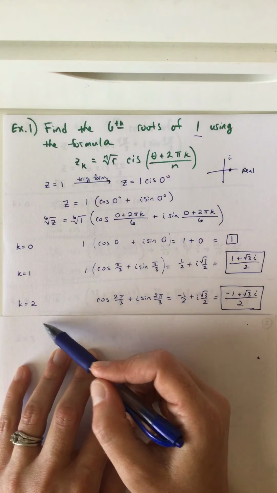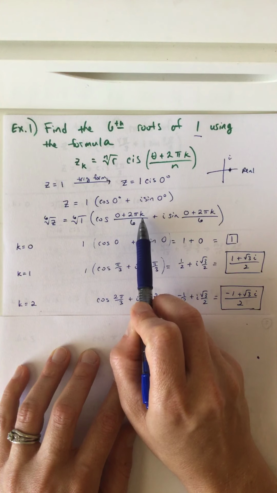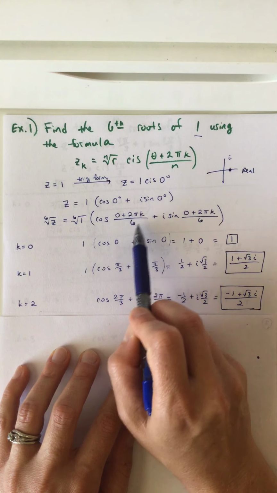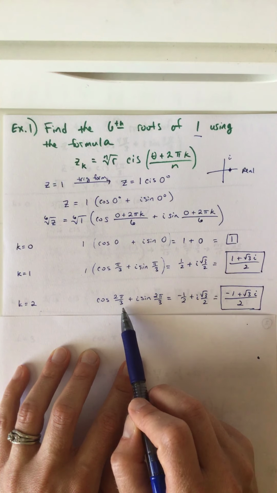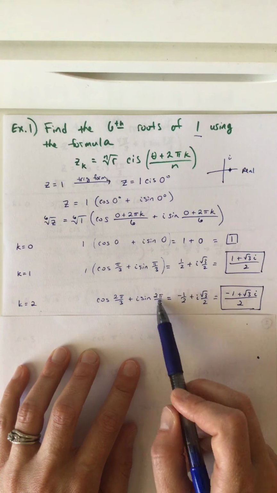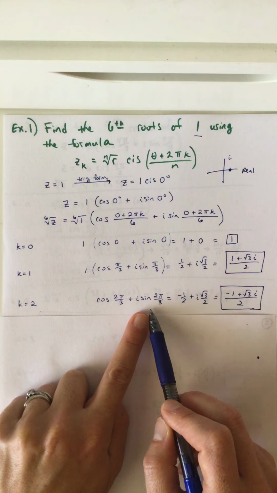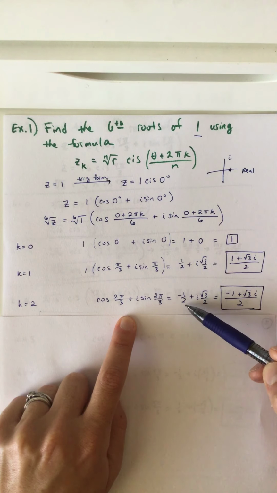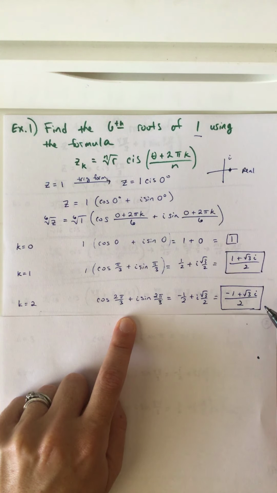Next, we can think of k being equal to 2. So coming back up here, if k is 2, 2 times 2 is 4, this would be 4 pi over 6. 4 pi over 6 reduces to 2 pi over 3. We have the same exact angle here, right? So then we have the cosine of 2 pi over 3 plus i sine of 2 pi over 3. Cosine of 2 pi over 3 is negative 1/2. Sine of 2 pi over 3 is positive root 3 over 2, and we get this expression.